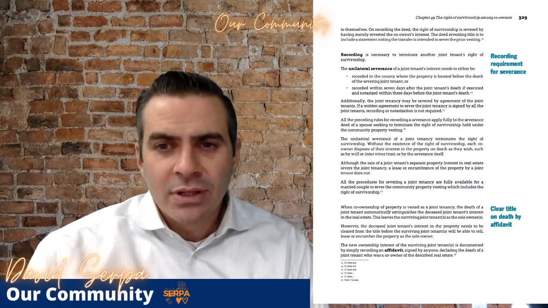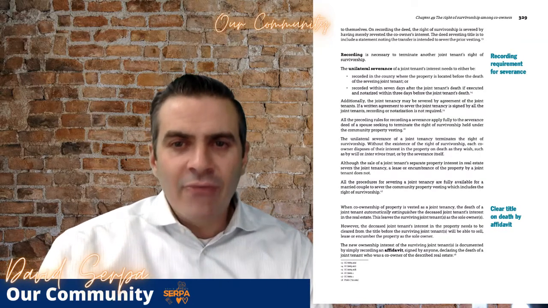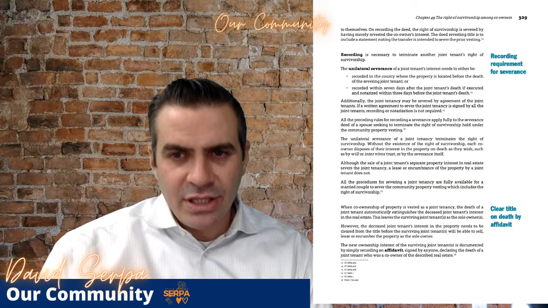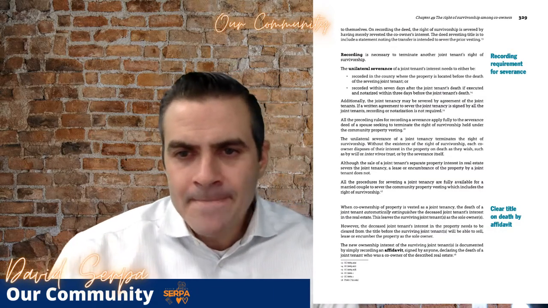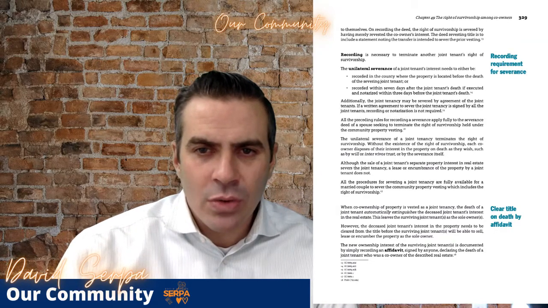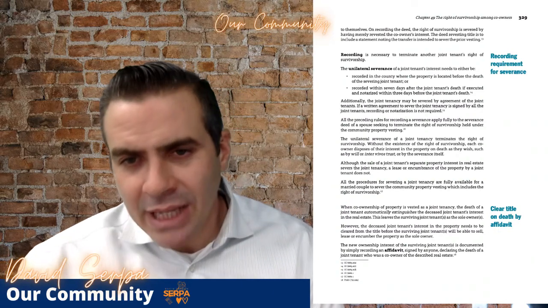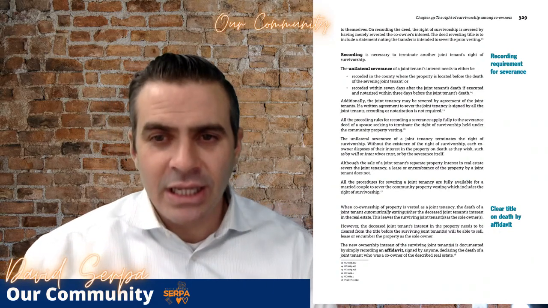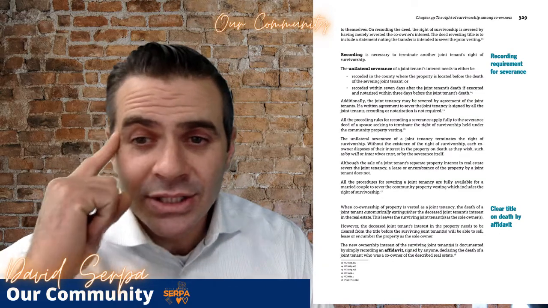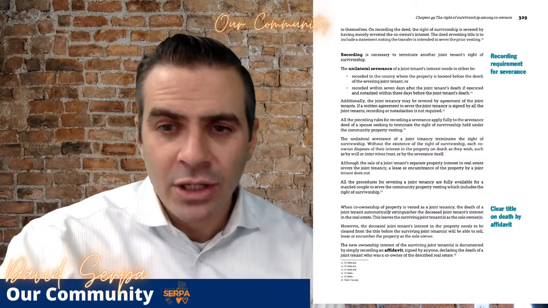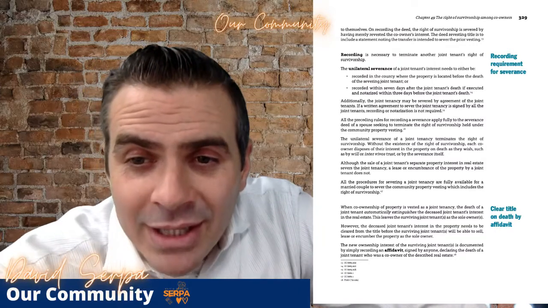Clear title on death by affidavit. However, the deceased joint tenant's interest in the property needs to be cleared from the title by the surviving joint tenant or tenants, who will be able to sell, lease, or encumber the property as the sole owner. The new ownership interest of the surviving joint tenant is documented by simply recording an affidavit, signed by anyone, declaring the death of a joint tenant who was co-owner of the described real estate.